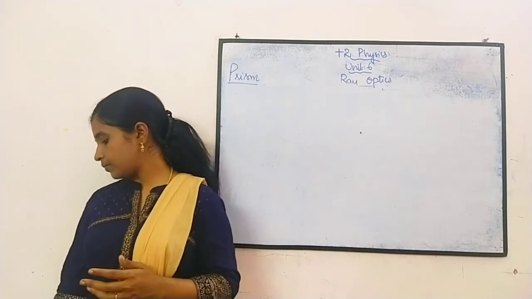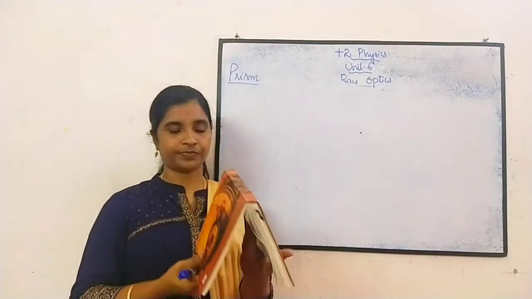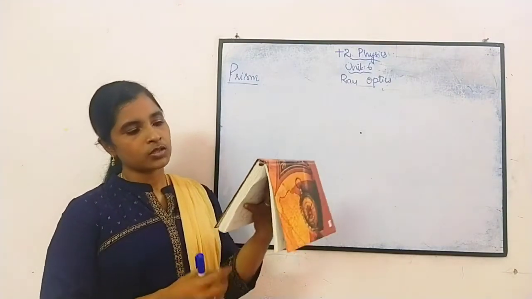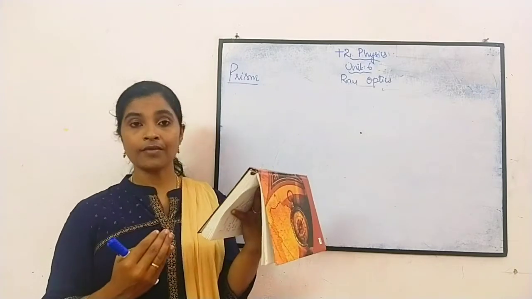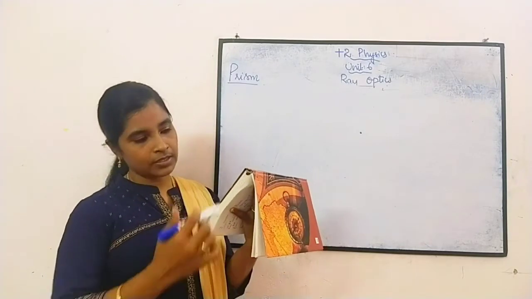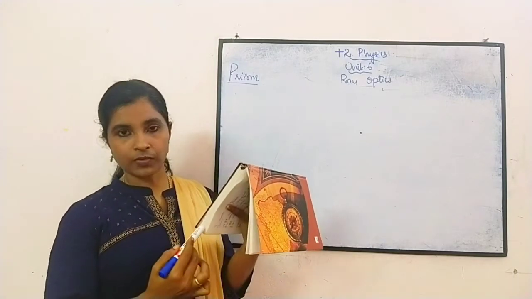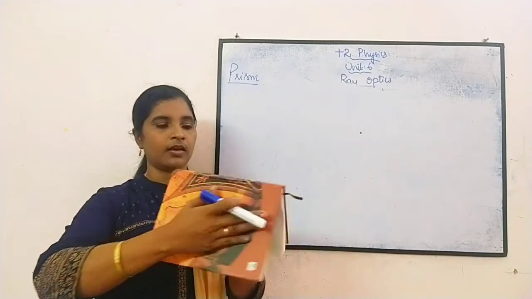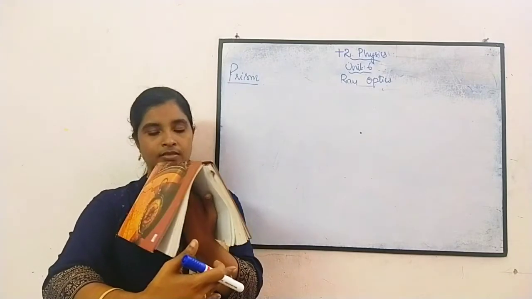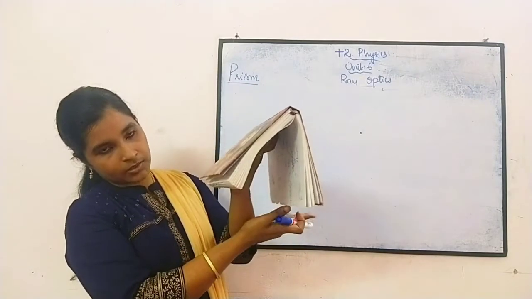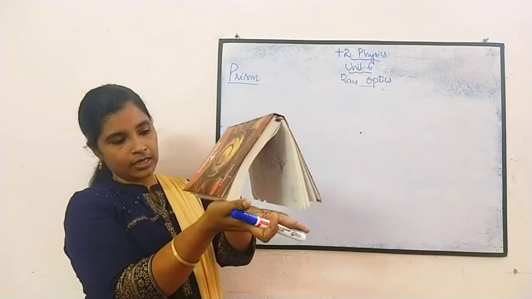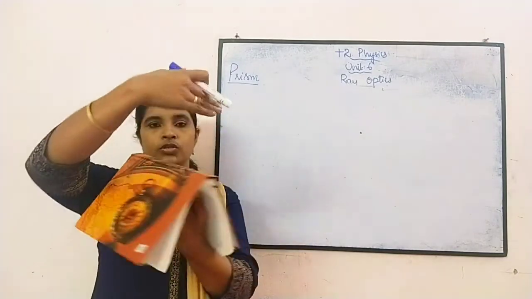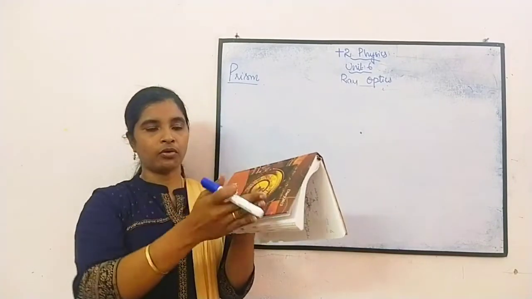For example, the prism will be looking like this. So let us see, it has so many faces. This is one face, this is another face, this is another face, this is another face. 4 faces, right? And the base is one face, and there is a top face as well. Totally how many faces? 1, 2, 3, 4 and 5.